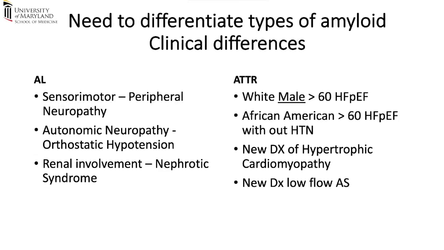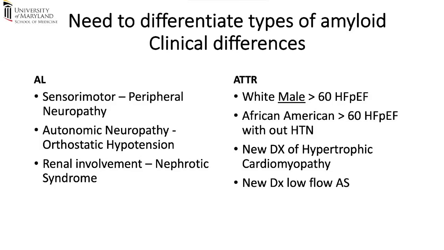So we need to differentiate the types of amyloid with some of the clinical differences. The AL, the light chain, frequently presents with sensory motor and peripheral neuropathy, autonomic neuropathy, orthostatic hypotension, which we all see, especially now, people are coming in a little dehydrated, their blood pressure is dropping. Is that amyloid or is it dehydration? Renal involvement, nephrotic syndrome. We've got to keep our antennae up and look for these things.